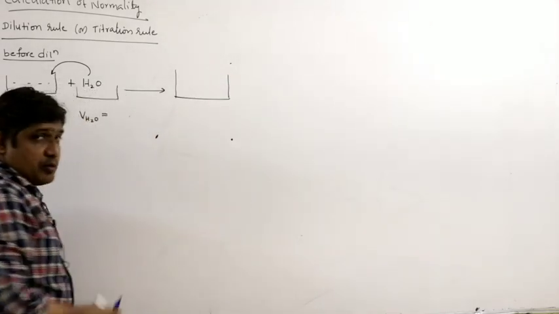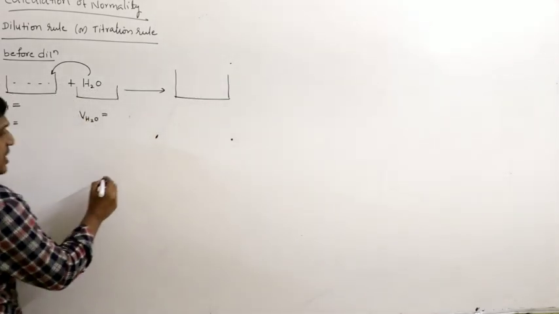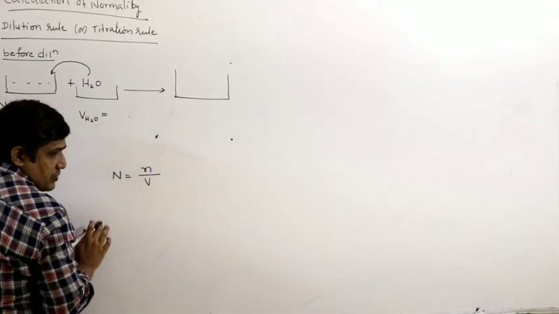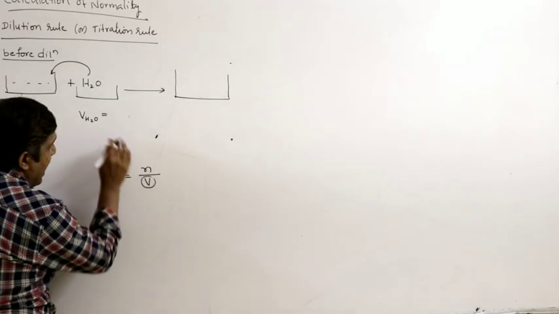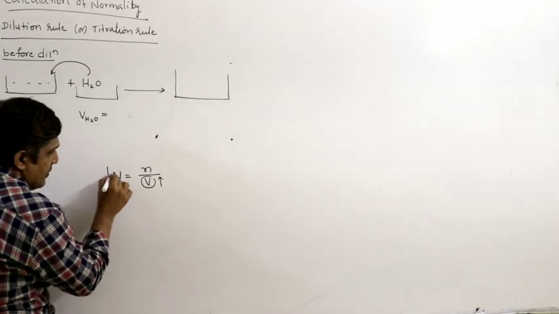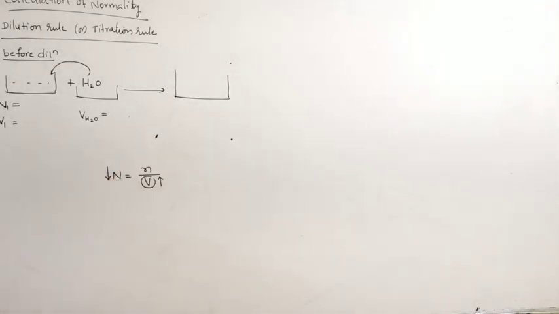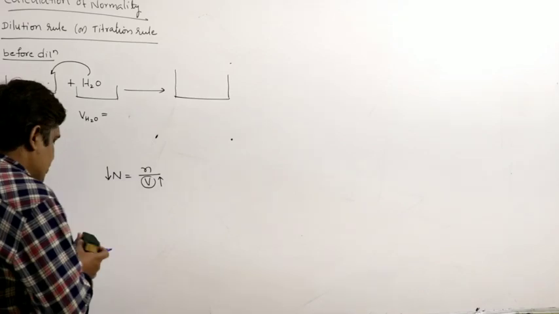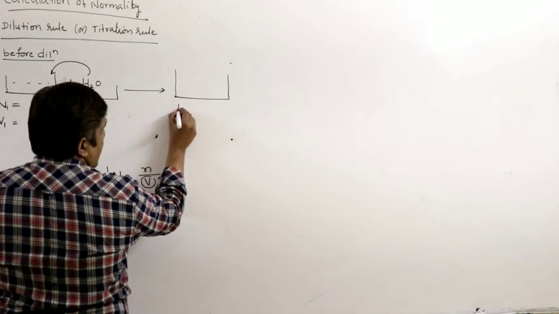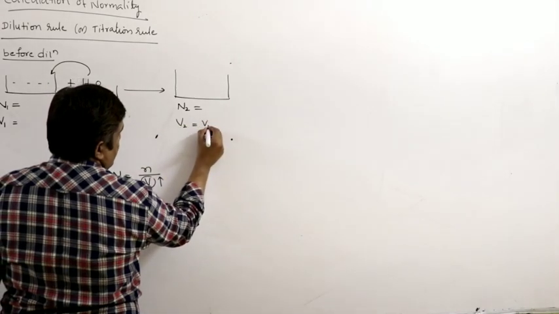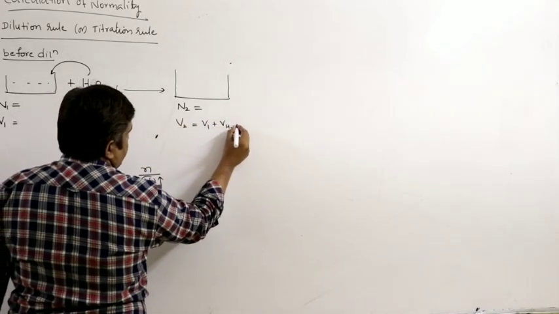The question is, does the normality change? Yes, normality will change. Why? Normality equals number of gram equivalents by volume of solution in liters. When you add water, volume of solution increases, therefore normality will decrease. So upon dilution, the concentration of solution decreases, because concentration is inversely proportional to volume. So let us assume the final normality is N2 and final volume is V2. Of course, V2 is V1 plus V water.